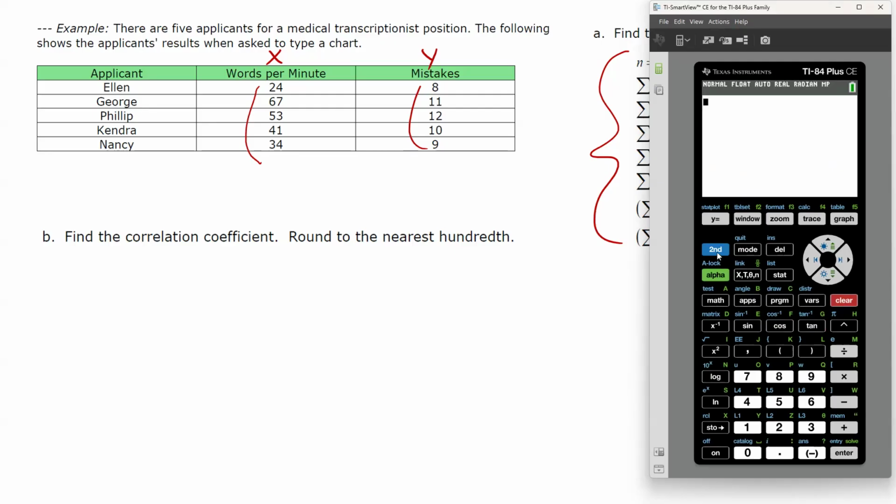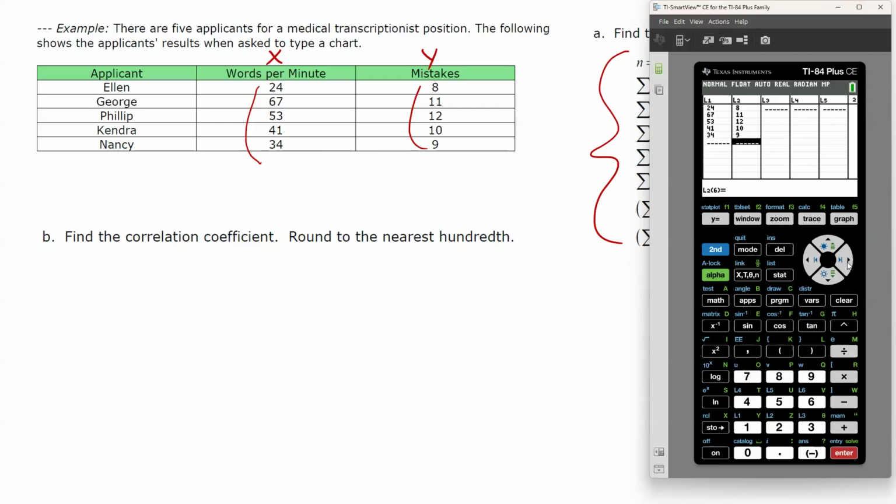So we now need to enter all of these data values into our calculator. So we'll press Stat, go to Edit. If you have data in here, you'll want to clear that data. And then let's go to List 2, clear that data. We will then enter in our data values. So we have 24, 67, 53, 41, 34. Let me go over. And we have 8, 11, 12, 10, and 9. Then you want to double check to make sure that they're all in there correctly.